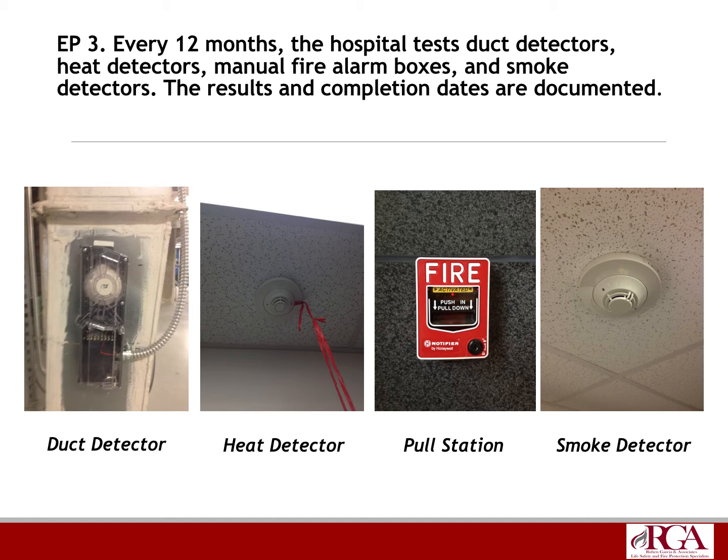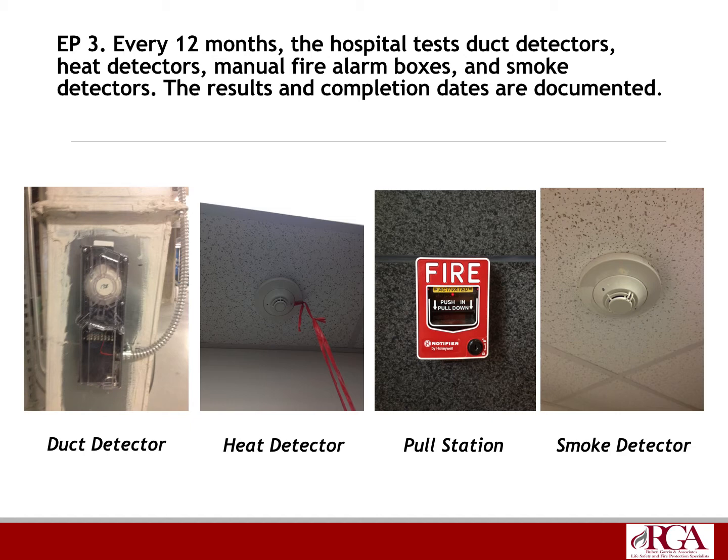Now, sometimes these duct detectors that you have are allowed to produce a supervisory signal. If that's the case, they're still held to an annual standard of testing. So once a year, you have to test these duct detectors. There's another EP separately that defines what these duct detectors have to do and what you have to check for. But at a minimum, you have to check all your duct detectors once a year. Now, your heat detectors also have to be checked annually.